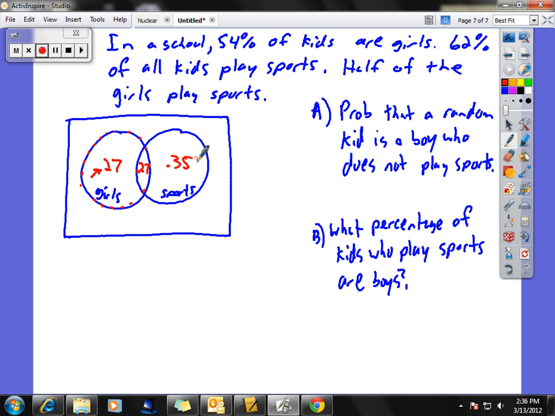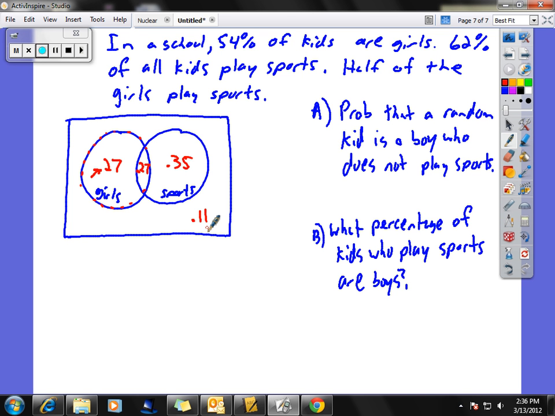Okay, and now we've got 3 things here. That doesn't add up to 1 yet. So whatever's left is on the outside. Okay? So this is 0.11 right here. You can do that by adding those up and subtracting from 1. Okay? And that'll give you this. And now that all those numbers are filled in, we can answer any of the questions about it.